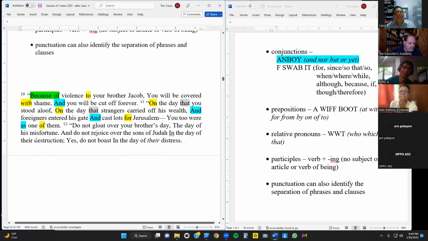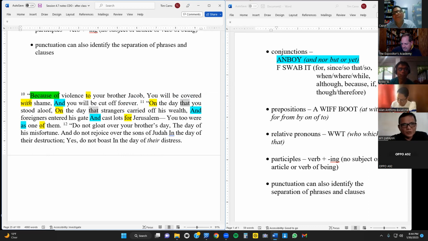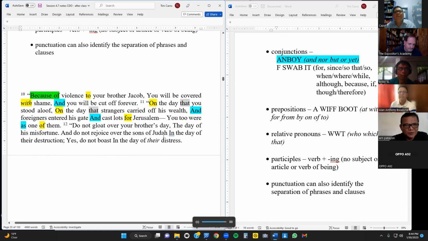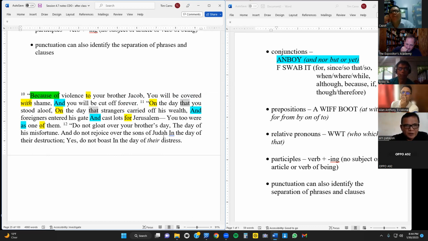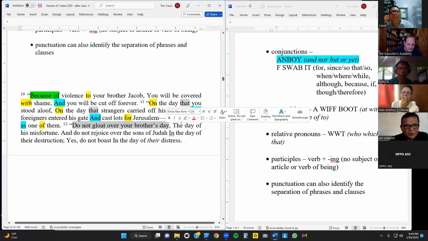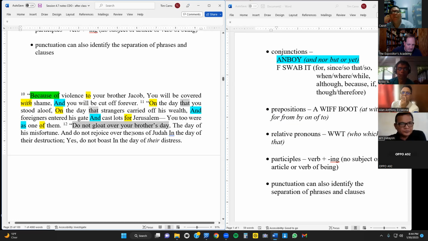All right, verse 12, Pastor Arn, let's have you do that. Verse 12: Do not gloat over your brother's day, the day of his misfortune, and do not rejoice over the sons of Judah in the day of their destruction. Do not boast in the day of their distress. I believe it started with an independent sentence: you do not gloat over your brother's day, you the subject. Yes, this is an independent clause.